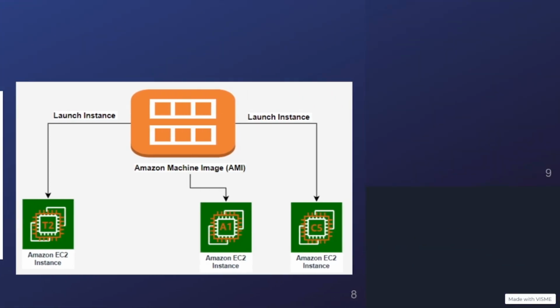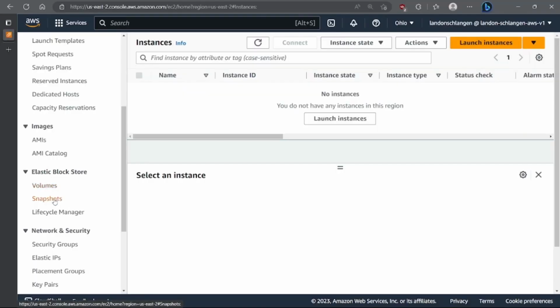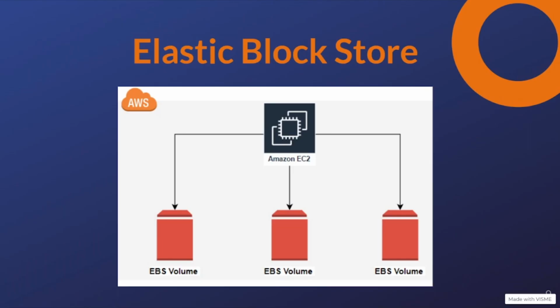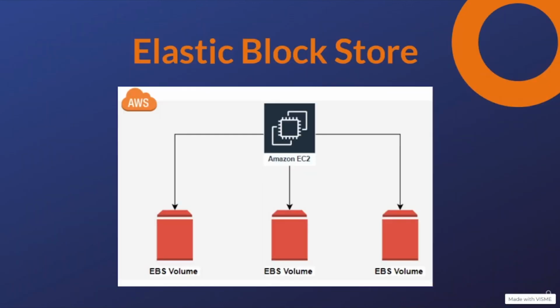The last thing I want to talk about is this Elastic Block Store part. Basically we have volumes and snapshots. I'm just going to talk about volumes though. Snapshots are just, you take a snapshot of your volume and then you can move it around. But volumes are block-level storage devices that are used to provide persistent storage for EC2 instances. EBS volumes act as a virtual hard disk that can be attached to an EC2 instance to provide storage.